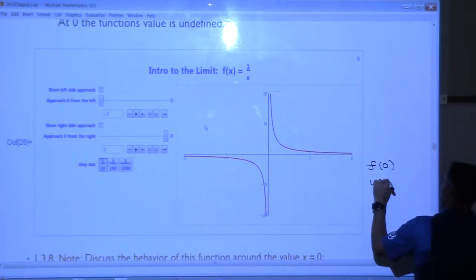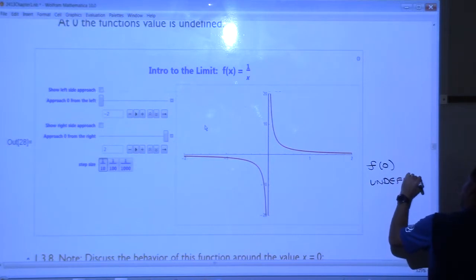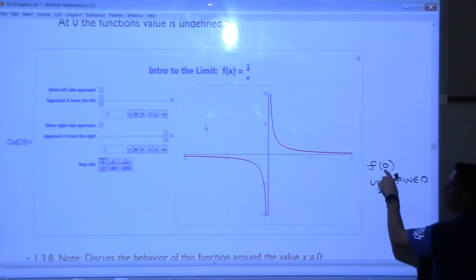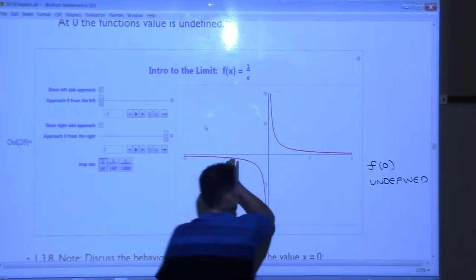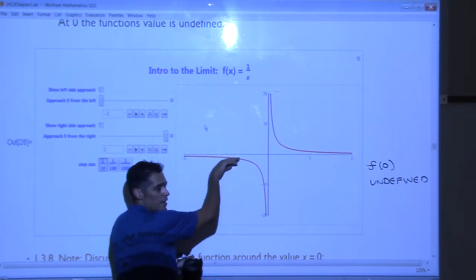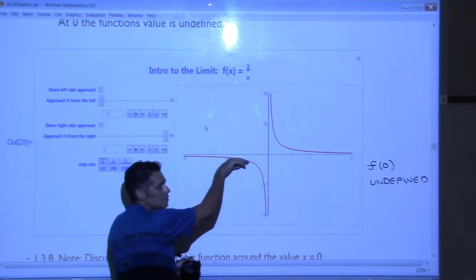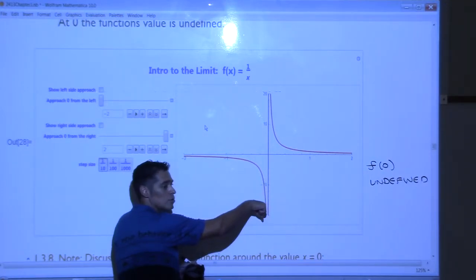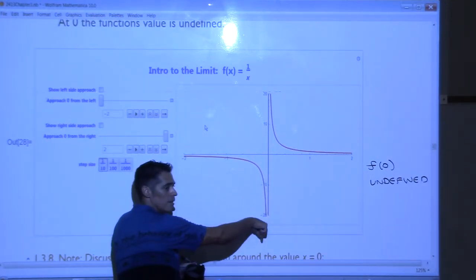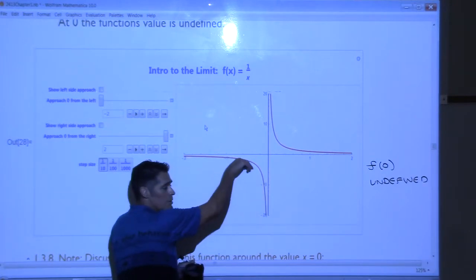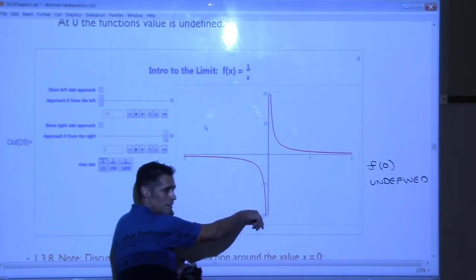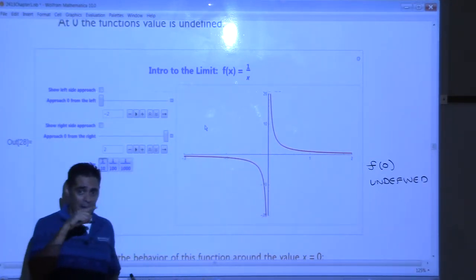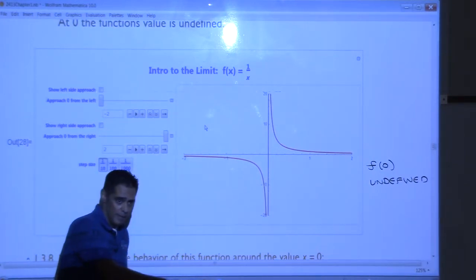I'll let you have this one. What's happening as I approach 0 from the left? Where's the function headed? What do we call that? Which way? Negative infinity. So it's headed towards negative infinity this way, right? So as you approach 0 from the left, it's headed to negative infinity.